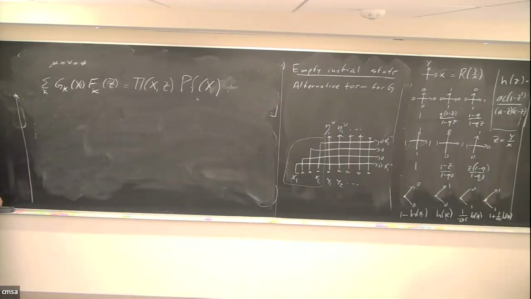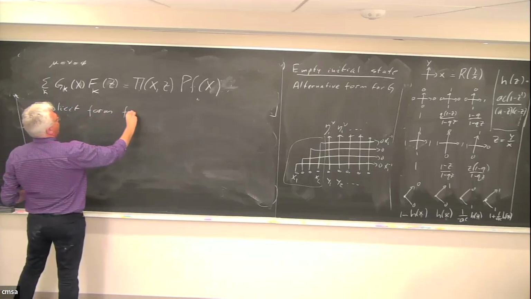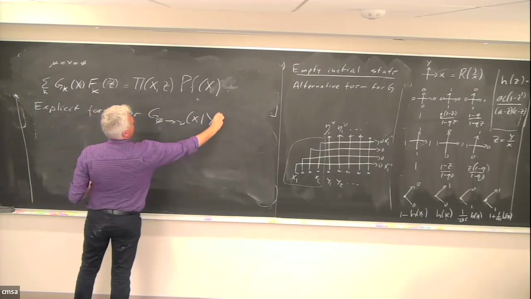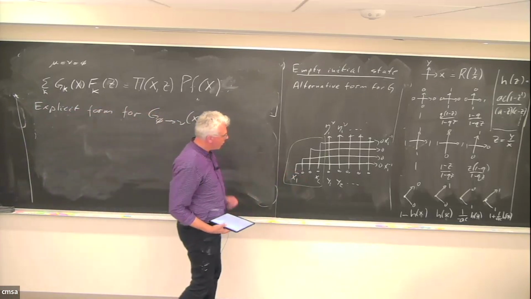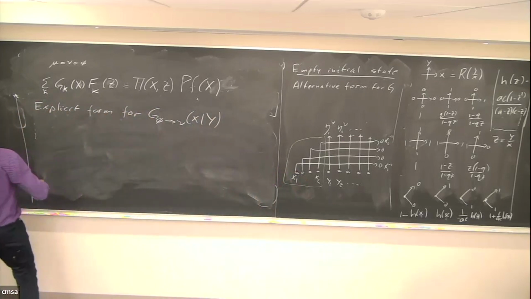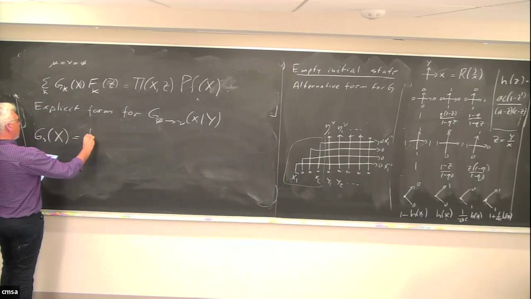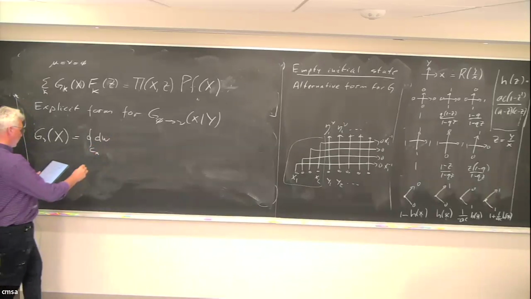Okay, so finally, I will now give an explicit form for G empty to nu of X. So really the partition function of this object here. And as a multiple contour integral, G nu of X is some set of contour integrals.